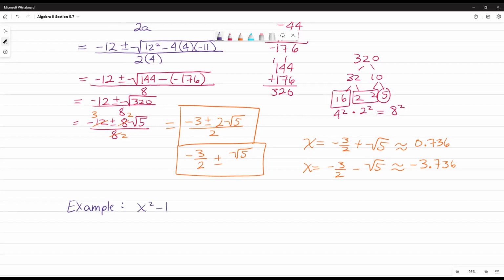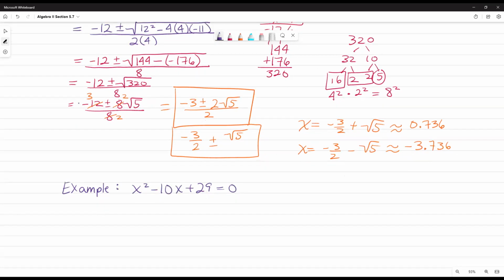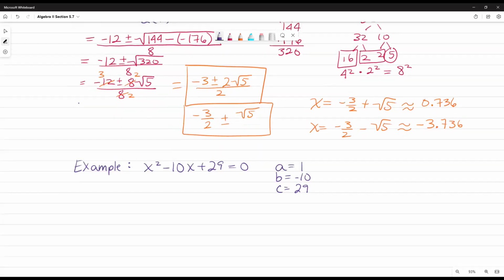X squared minus 10x plus 29 equals 0. What's my A? 1. B, -10, and C, 29. All right, X equals negative B, plus or minus the square root of B squared minus 4AC, divided by 2A.